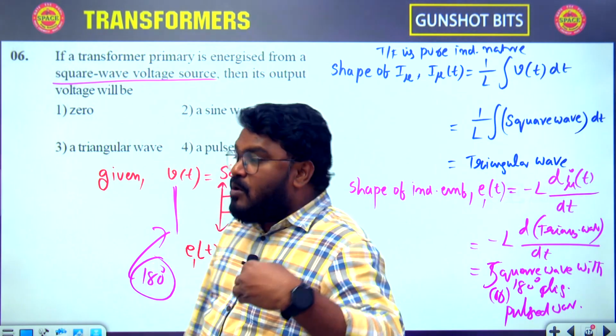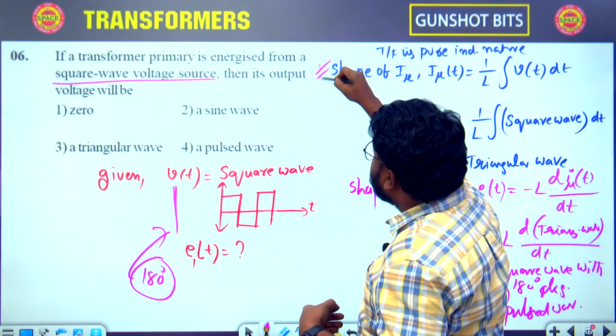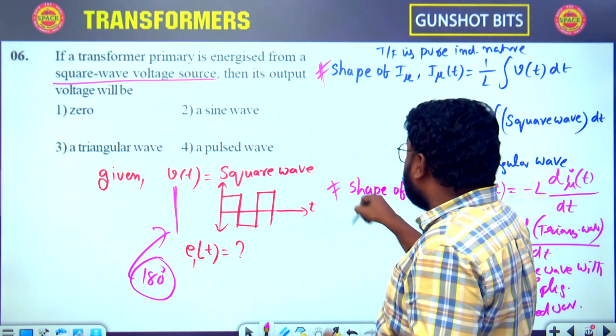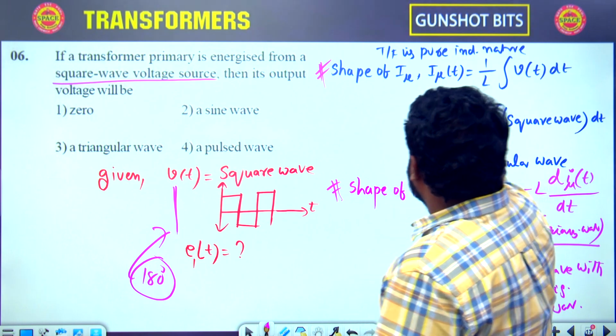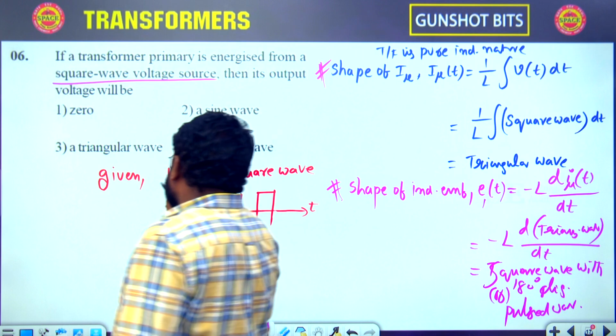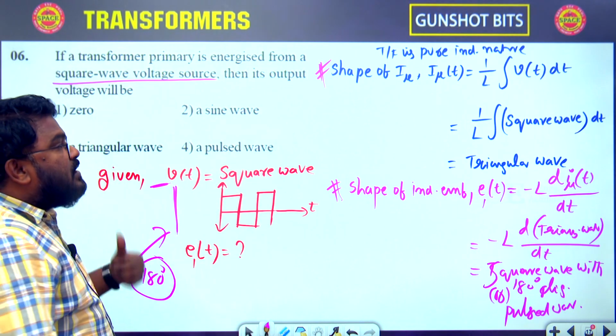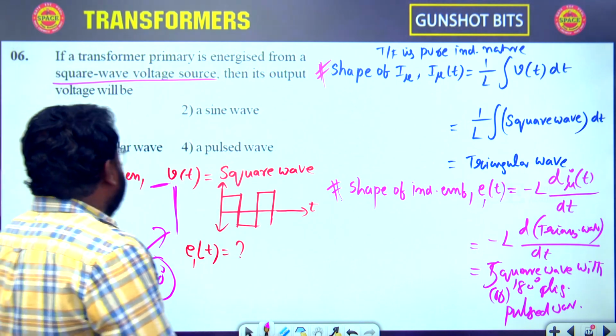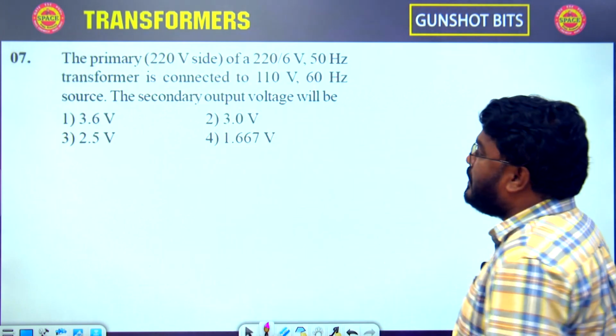So first find out the shape of the magnetizing current, and after that find out the shape of the induced EMF. Integration and then differentiation will give the same shape. Suppose it is a current source, then it will be different. Got it? Next, let us solve question number 7.